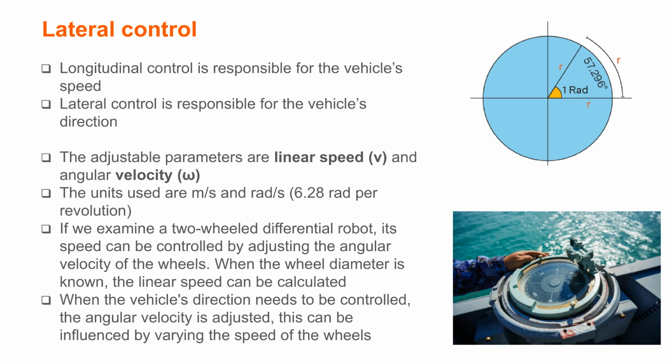While longitudinal control manages speed, lateral control determines the robot's direction. It involves adjusting angular velocity, omega, controlling how quickly the robot turns. Steering control, managing left and right movements. Path following, ensuring the robot follows a planned route. For differential drive robots, turning is achieved by adjusting the relative speeds of the left and right wheels.